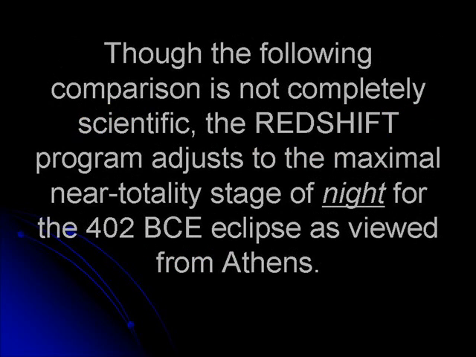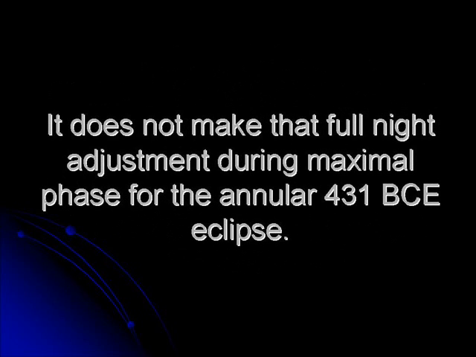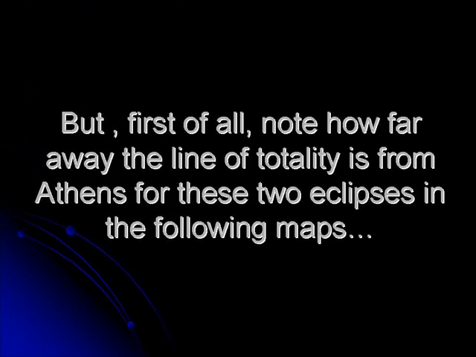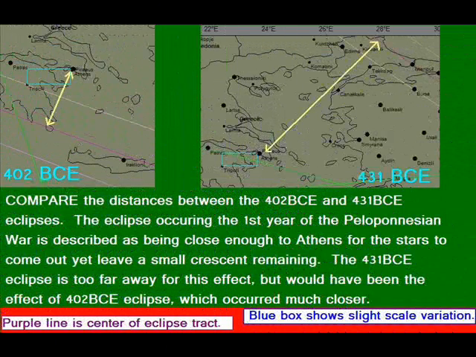So I'm going to show you two videos. The Redshift program does use the maximal phase of night to illustrate the 402 BC eclipse, but it does not use that for the 431 BC eclipse. It's kind of an unscientific way of doing it, but it shows you the differences in the intensity of these two eclipses. But first we're going to look at a map to show you generally how close to Athens these two eclipses would have been.